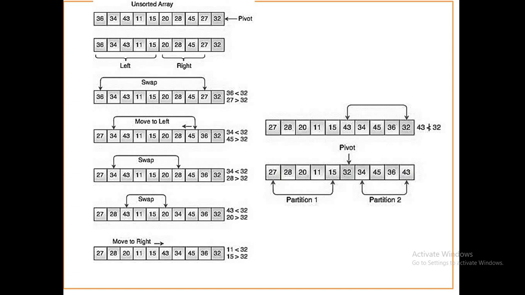In this way we have got two partitions with respect to 32, and now these two partitions are separately going to be performed the same divide and conquer method to sort it again in such a way that we are getting a completely sorted array in ascending order.